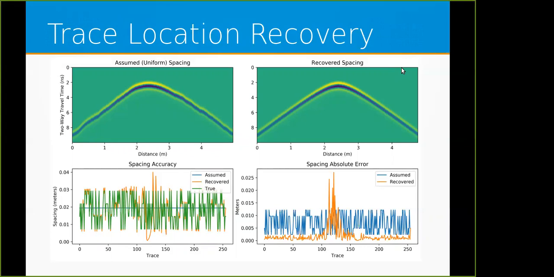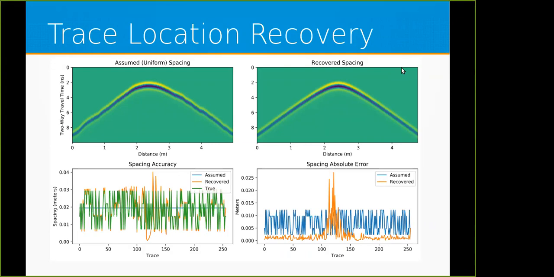So that's shown here in the lower left, where the true trace spacing, relative trace spacing, is shown. So the value plotted here is the difference between the n trace and the n+1 trace. So it's not showing the absolute location, it's showing the location of each trace relative to its neighbors. And the true trace locations are plotted in green. And then if we assume a uniform spacing, then each trace we would assume would have an equal distance from all of its neighbors. So that's shown with the flat blue line.